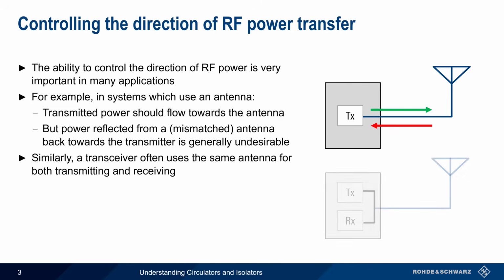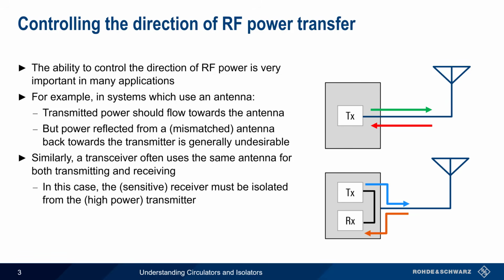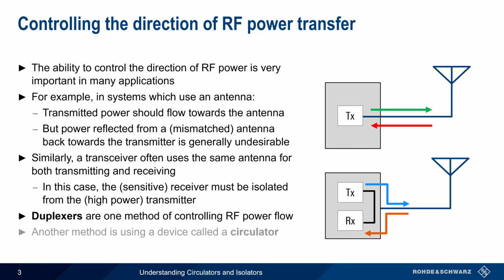A somewhat similar example is the case where a transceiver uses the same antenna for both transmitting and receiving. In this case, it's important to have a way to protect or isolate the sensitive receiver from the high-power transmitter. Duplexers, which are made using a combination of bandpass and band reject filters, are one way of creating this isolation. Another way is using a device called a circulator. So let's start by explaining what a circulator is and how it operates.